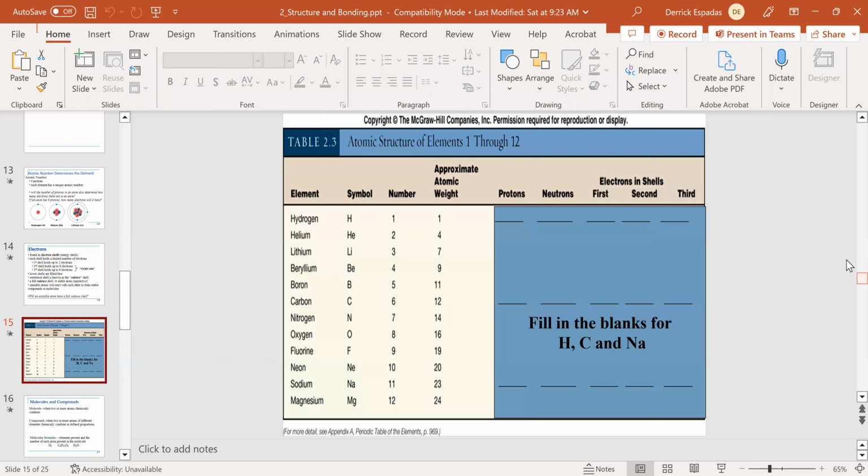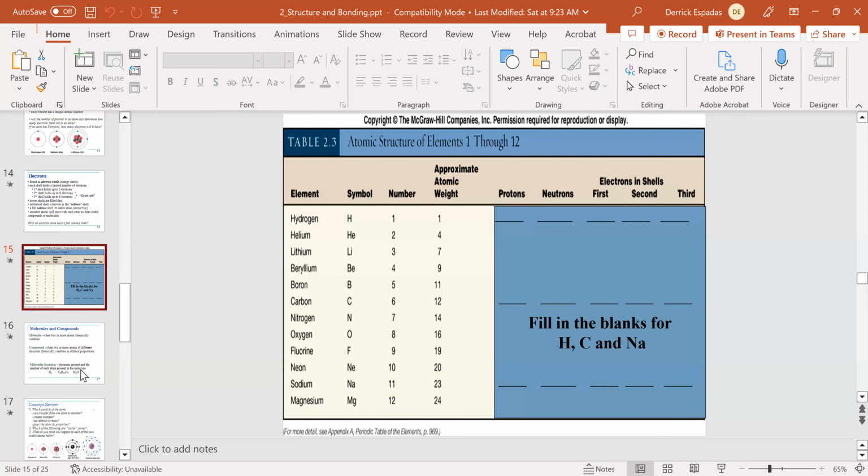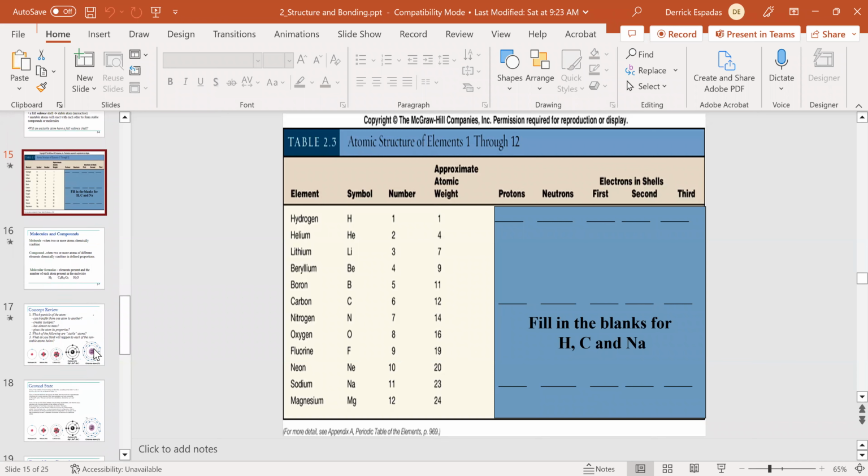So this chart will show you the approximate atomic weights, numbers, and symbols. I want you to take another screenshot of this. This will show up again, where you'll have to solve how many protons each element has, or at least for hydrogen, carbon, and sodium. How many protons, neutrons, and how many electrons are in the first, second, and third shell. So I'll give you a chance to take a look at that.